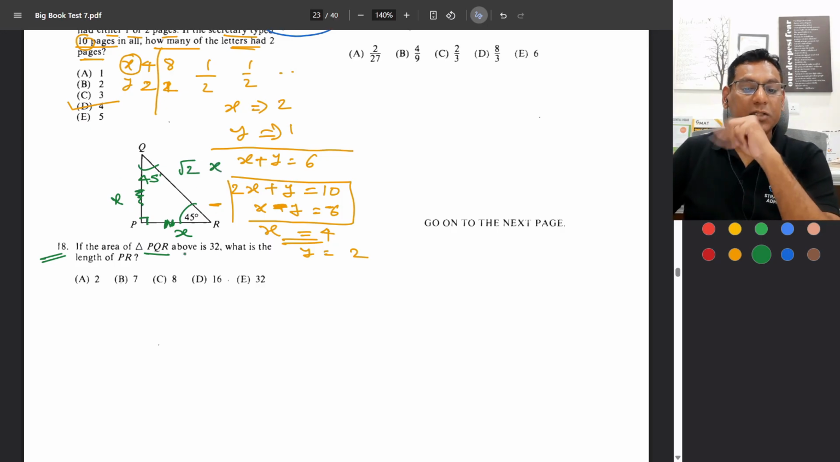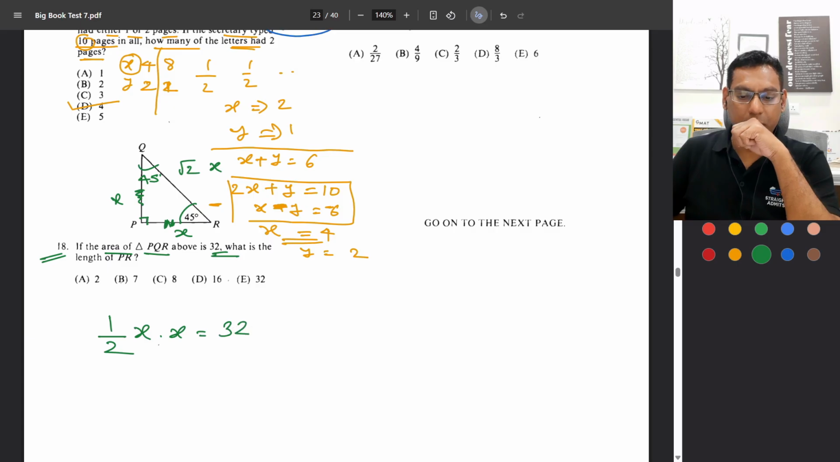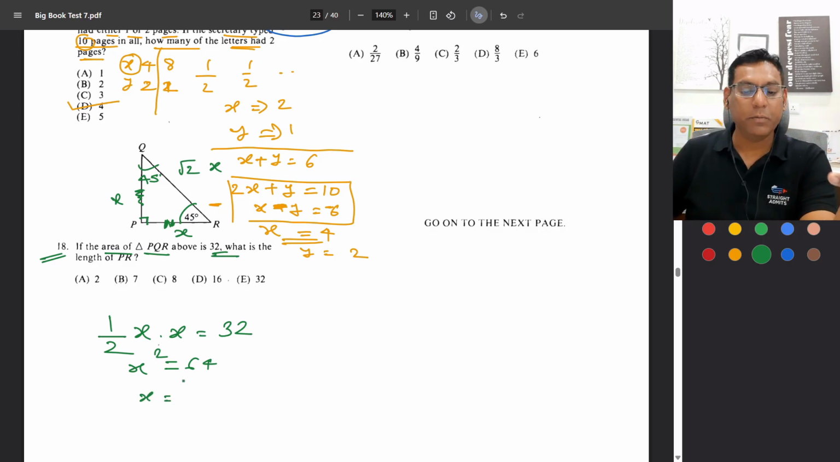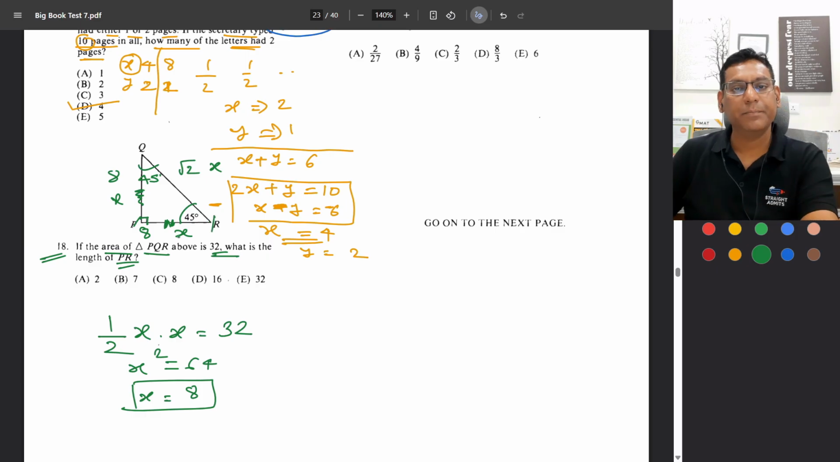All right, now the area of triangle PQR is 32. Let's look at this area thing. So area is half into x square, that's 32. What is the length PR? So that means x square is 64, x is going to be 8 or minus 8. Here we are talking about distances, so it has to be positive, so x is equal to 8. So this is 8, this is 8. What is the length of PR? Length of PR is 8. Answer choice C.